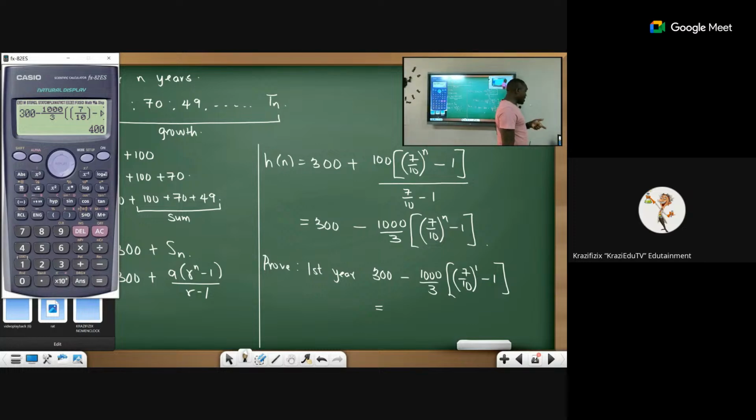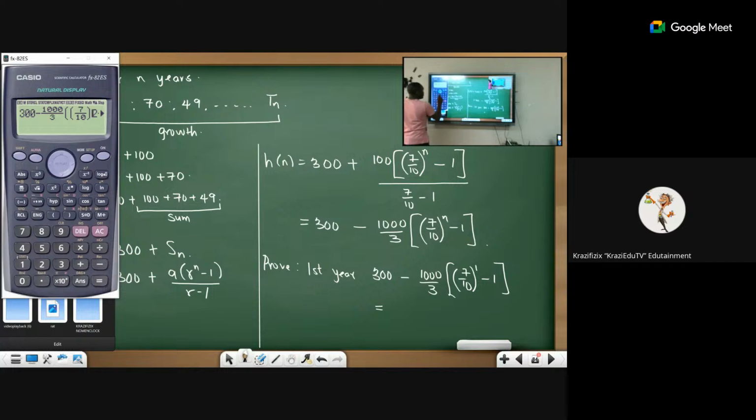Check that. My answer should be 400. Why? 300 plus 100. The second year, my answer should be 470. I want to try it. This one becomes to the power of 2. 470. Do you know how I got the 70? 300 plus 100 plus 70. If I add the third year, which is 49, that should be 519. Let's check for the third year.